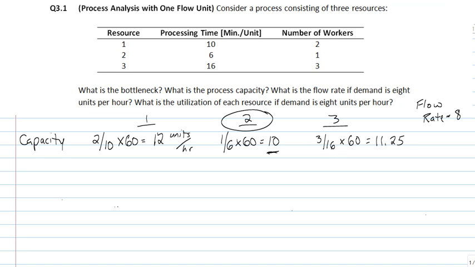Finally, we can compute the utilization of each of the resources. Utilization is equal to the flow rate divided by the capacity. Therefore, for resource 1, we know the flow rate is equal to 8 units per hour and a capacity of 12. For resource 2, we have a flow rate of 8 and a capacity of 10. And for resource 3, we have a flow rate of 8 and a capacity of 11.25 units per hour. Each of these fractions represent the utilization for the respective resources.